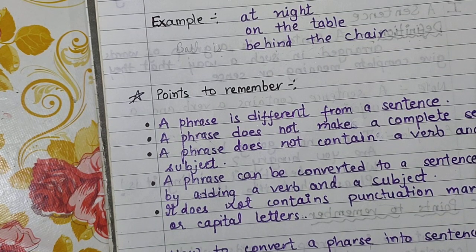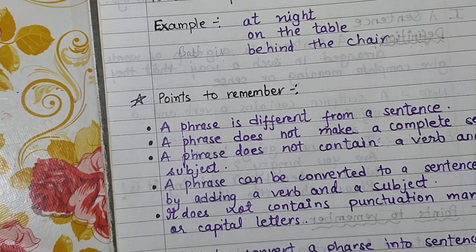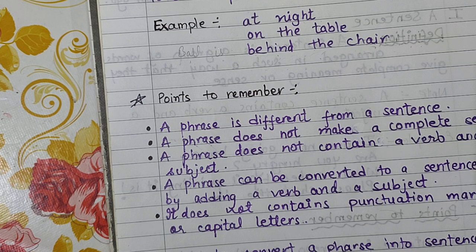Now how to convert a phrase in a sentence? You have to just add a verb and a subject. So let me give you points that you can keep on your tips about phrase. Now first thing, a group of words that makes partial sense or does not make complete sense, or gives you incomplete meaning, is called phrase. Second thing, phrase is different from sentence. Phrase and sentence are not same.